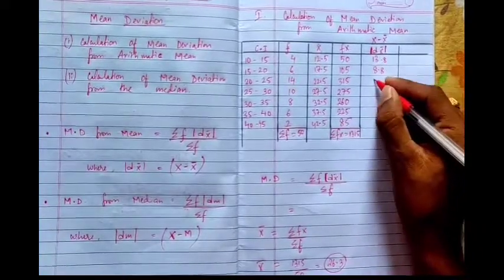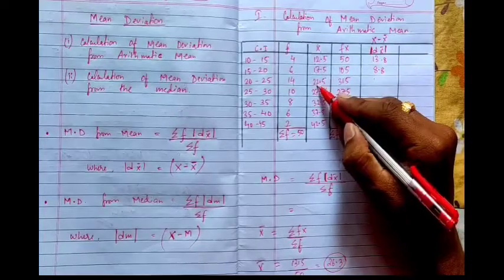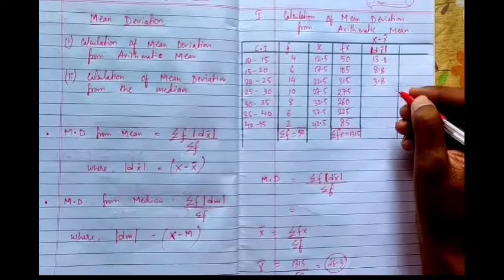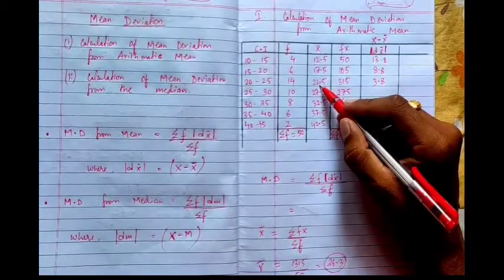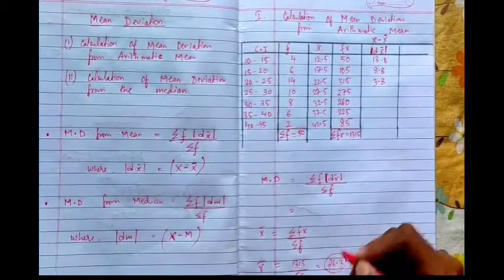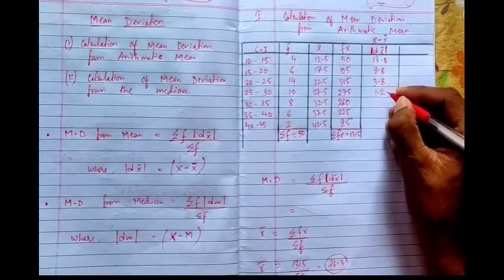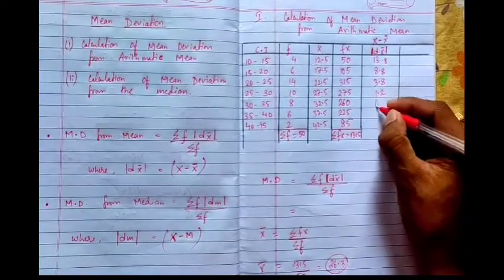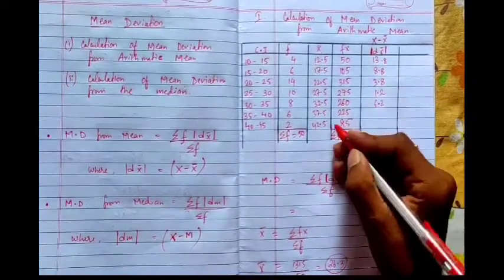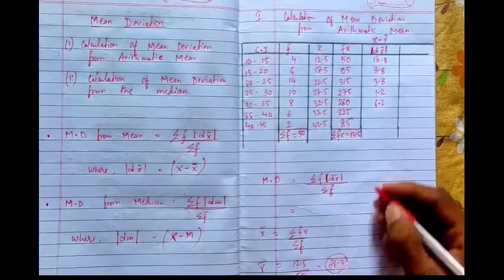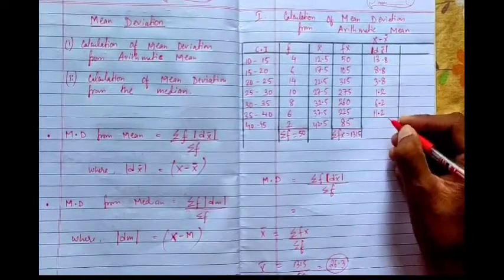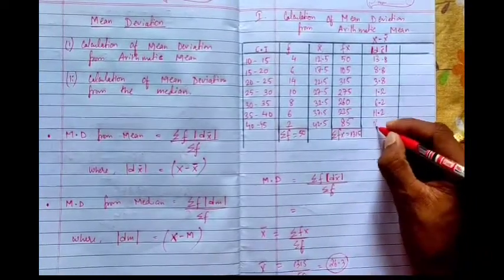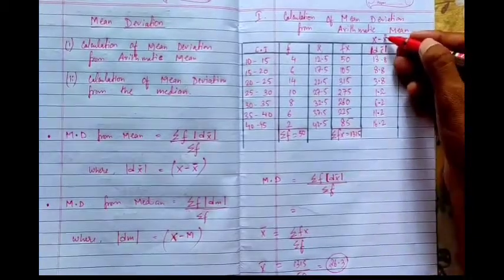Similarly, 22.5 minus 26.3, you will get 3.8. Then 27.5 minus 26.3, how much will we get? 1.2. Again 32.5 minus 26.3, you will get 6.2. 37.5 minus 26.3, 11.2. Again last, 42.5 minus 26.3, you will get 16.2. So we got dx bar now.